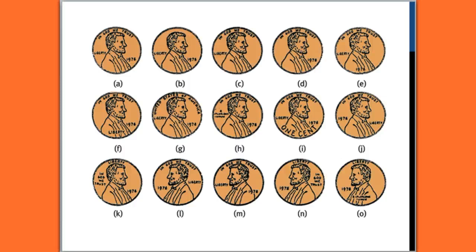And the answer here is, of course, A is the real penny. All the others are somehow different, fake. But you probably read that in the chapter already.